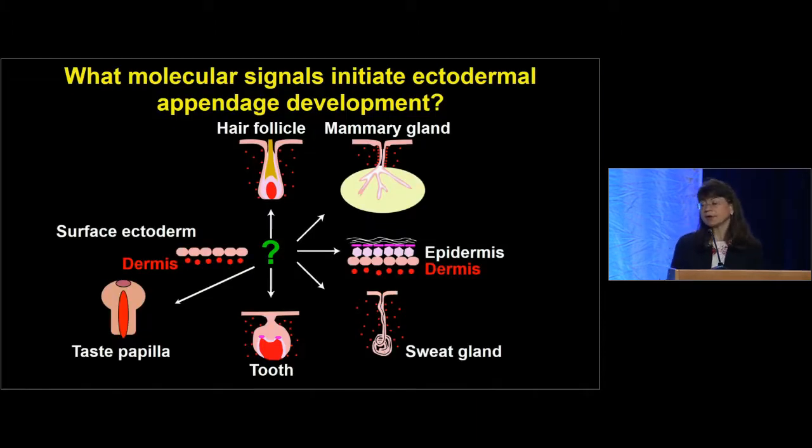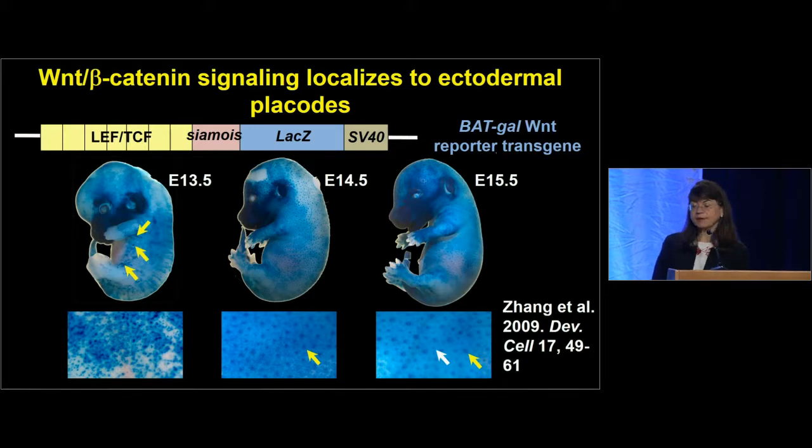So for these reasons, one of the questions we've been interested in in my lab for a long time is what the signals are that initiate the development of ectodermal appendages from the surface ectoderm, rather than just having the ectodermal cells simply stratify to form an epidermis. And a clue to one of these really important pathways came when we and others found that transgenes that report activity of the Wnt beta-catenin signaling pathway reveal really early activity of this pathway that's localized as appendages emerge from the skin.